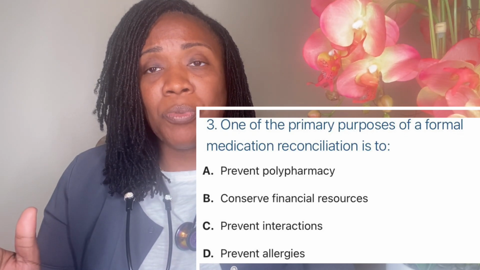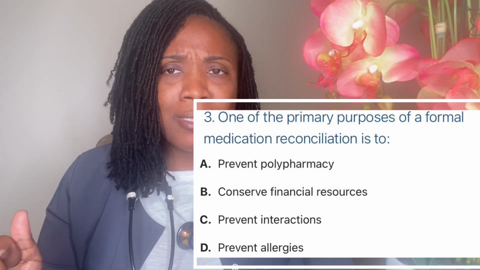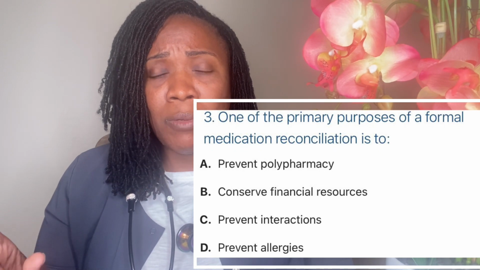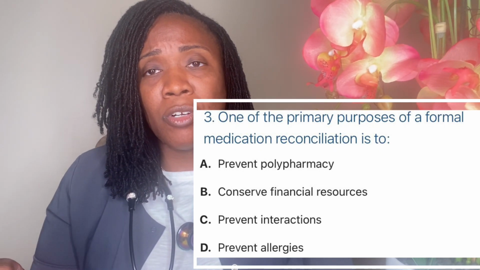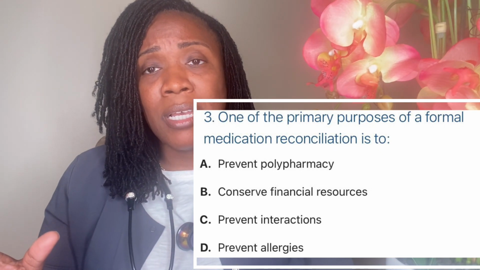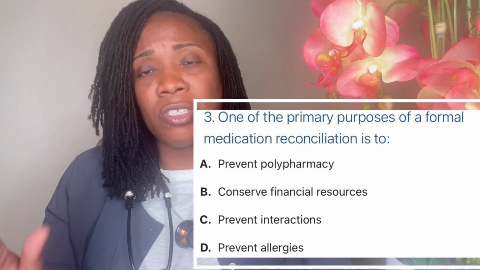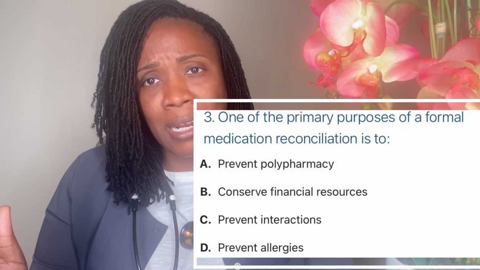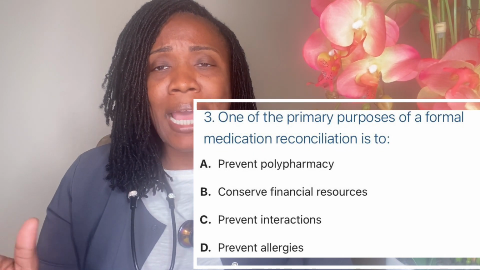Now, C says to prevent interactions. That is something that does sound like medication reconciliation would be the correct option for, because you're reconciling medications to make sure that the patient doesn't have any sort of an adverse reaction to the medication that would be undesirable to them. So I'm going to hold on to that option, but I'm also going to look at D. And D says to prevent allergies.